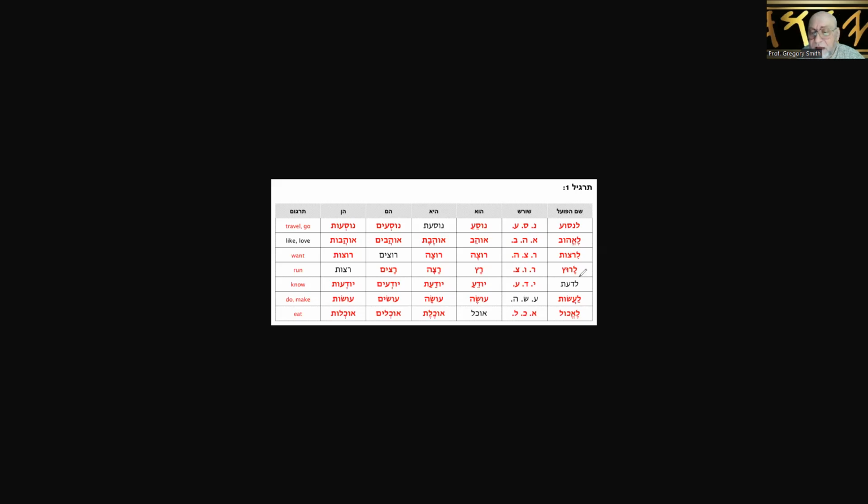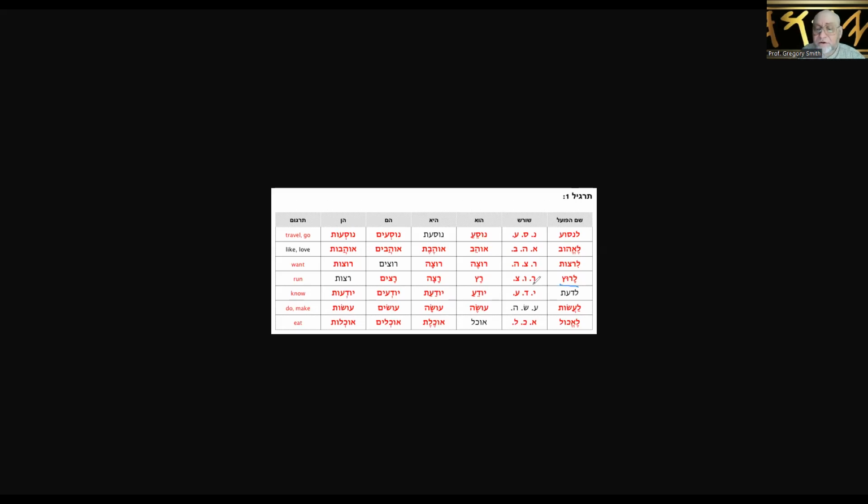Okay, so here it is, la roots, to run. Here's the shoresh, resh, vav, sadi, who rots. He is running. He, ratza, she is running. Hem, ratzim, they are running, masculine and mixed plural. Hen, ratzot, they are running, all females. And tirgum, what does it mean? The translation? Run. Okay, let's take a look at the next one.